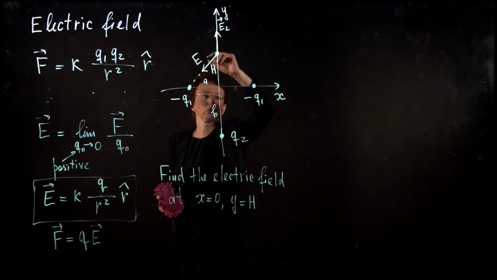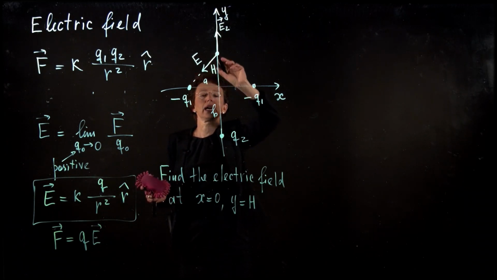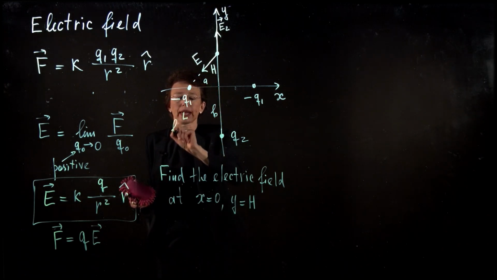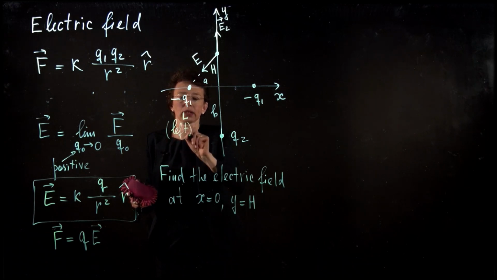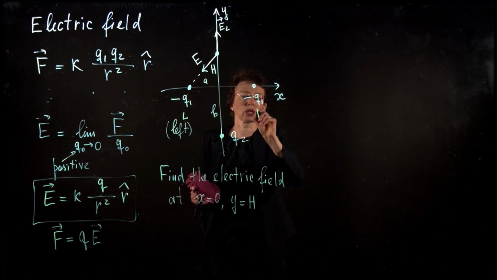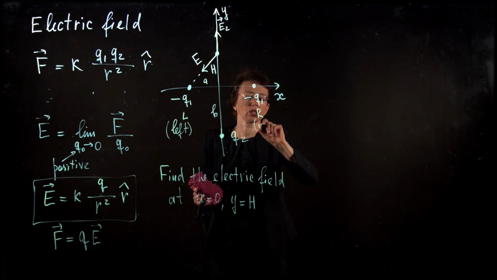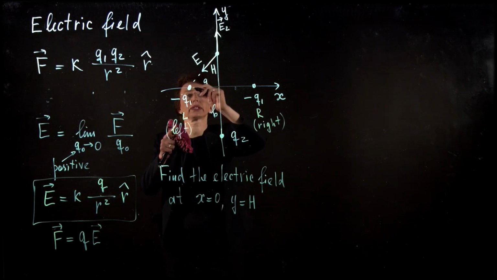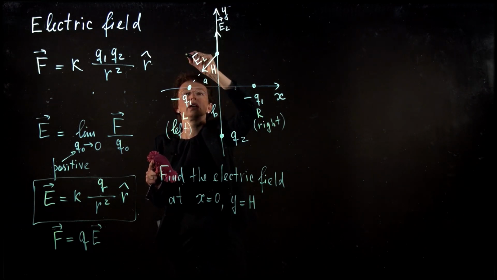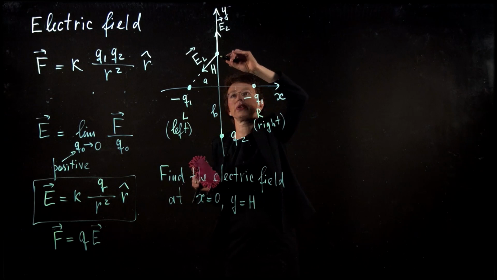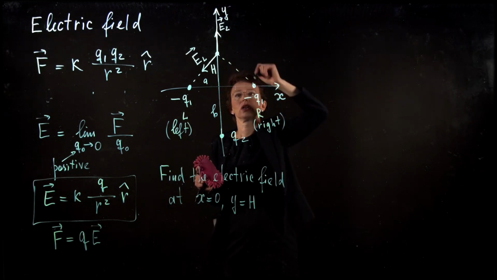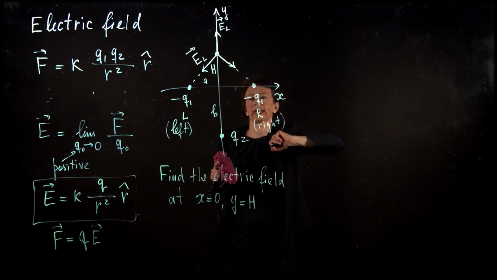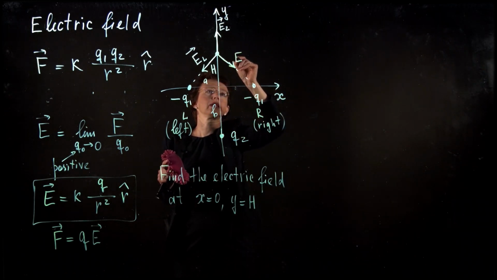So how will we call this? Let's use L for left, for the charge on the left, and R for right, for the charge on the right. Electric field created by this left charge will be EL, and the electric field created by this right charge will be again towards the charge because it is negative, and I put here ER.